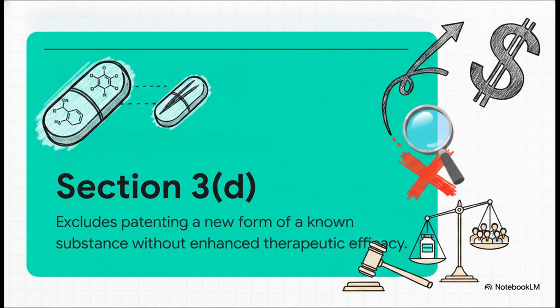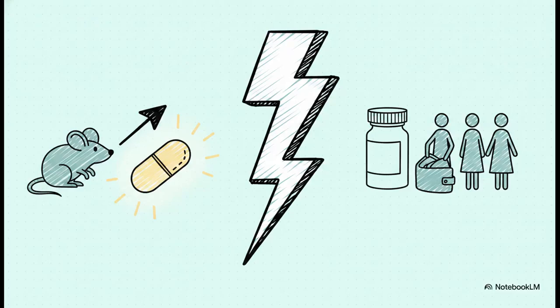Section 3D explicitly excludes from patentability the mere discovery of a new form of a known substance unless that new form significantly enhances the known efficacy of that substance. Now, you can probably guess how the two sides clashed in court over this. On one side, you have Novartis AG arguing their beta-crystalline form was a genuine, incremental invention. They brought in affidavits showing a 30% higher bioavailability in rats compared to the freebase. For them, that was a clear enhancement of efficacy.